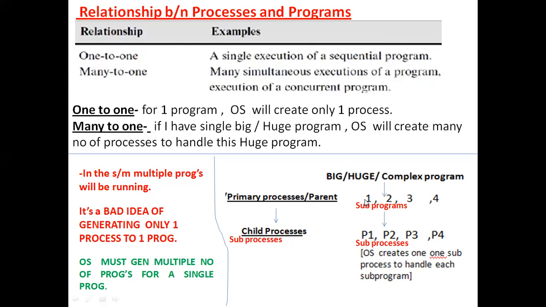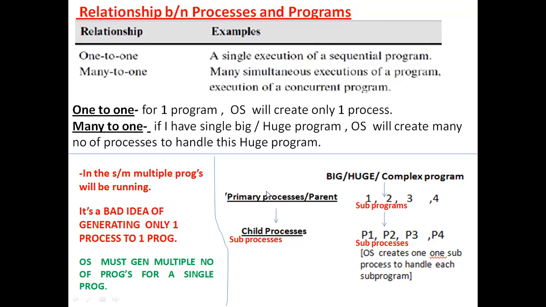Again, to handle each and every parent process, I can create so many child processes. So here P1, P2, P3, P4 are the child processes, the sub-processes, where each subprocess, say the P1 subprocess, is created to handle the first subprogram, the second subprocess P2 handles the second subprogram, and the P3 subprocess is created to handle the third subprogram, and so on. So here the OS creates one subprocess whose main function is to handle one subprogram. Hence, these are called child processes.